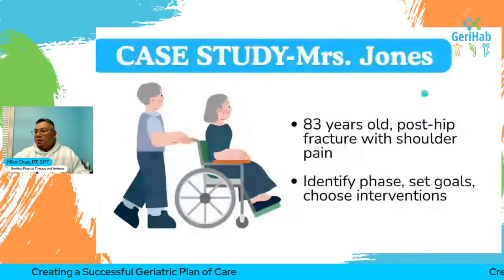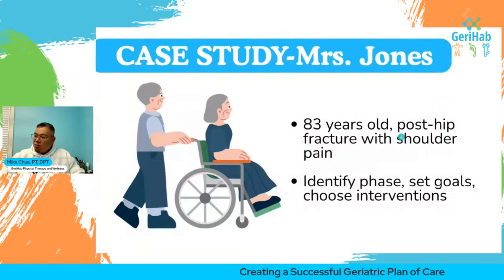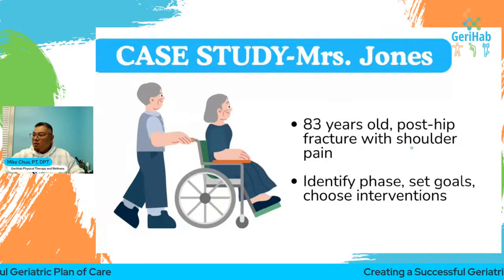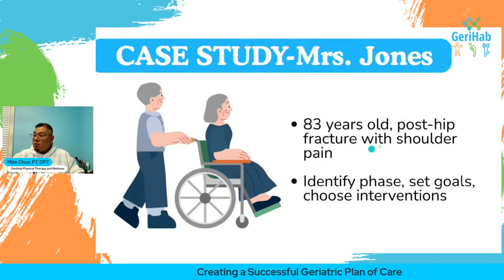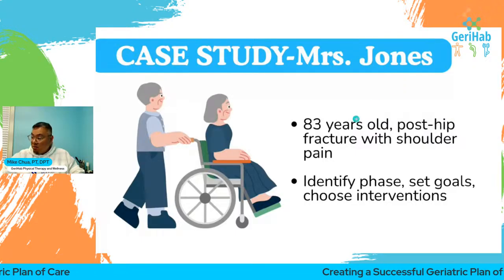Okay, let's do this case study real quick. 83 years old, post hip fracture with shoulder pain. So maybe the patient fell on the hip, and then she tried to reach out, outstretching her hand, and now her shoulder is hurting. What are you going to do? Are you going to start with a maintenance case here? No. Start with a restorative case, focusing on the pain. Is it just on the hip? No. Take care of the shoulder too.